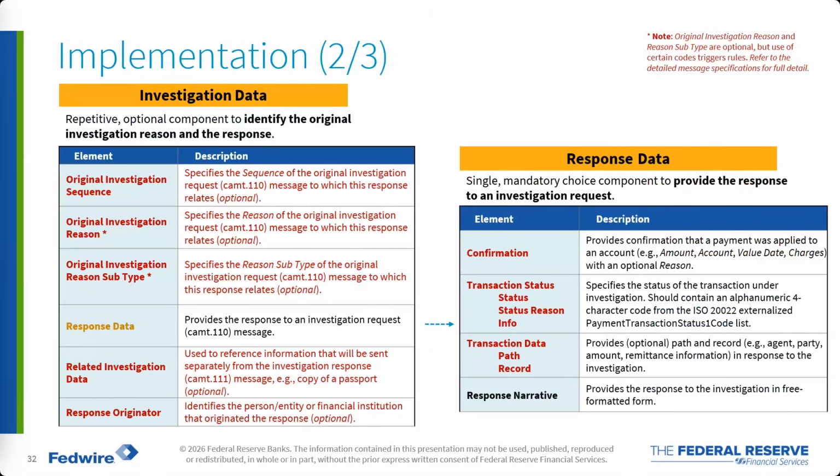So in summary, in the investigation response message, you can now structure your response, provide more structured information. Confirmation is used to confirm transaction data. Transaction status is where you will provide in coded form the status of the transaction that you received from your counterpart. Transaction data is where you will provide the missing or correct information in a structured way. And then, as enabled back in July 2025, the response narrative option where you type up your message as response to the investigation.